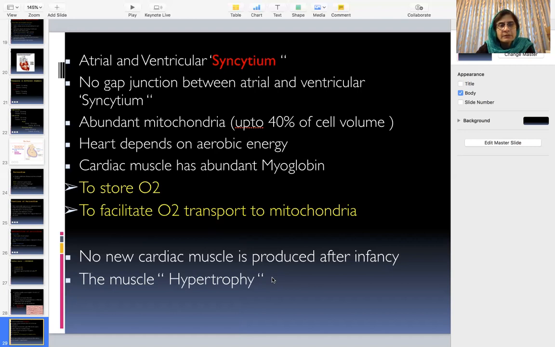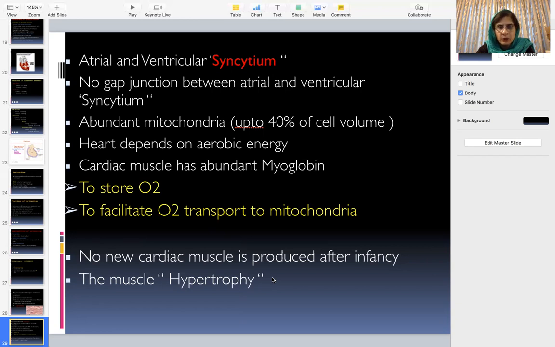Now in these muscles we have abundant mitochondria, because the heart has to keep on working all the time. So it has numerous mitochondria. About 40% of the cell volume is made of mitochondria, which keep on generating energy. The heart depends on aerobic energy. It needs oxygen, and it needs glucose to generate energy, and it also needs fatty acids. It is not only dependent on glucose; it depends on fat to obtain energy.